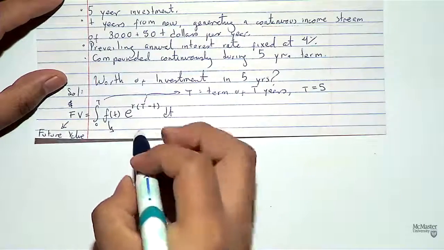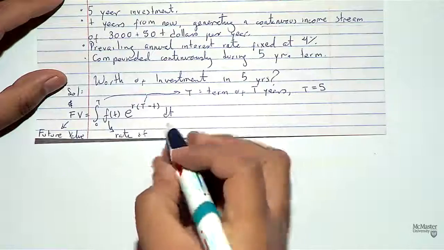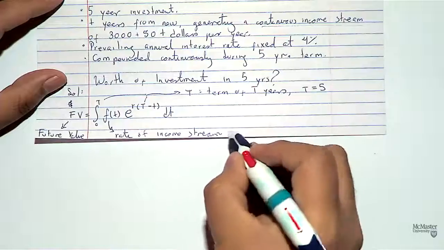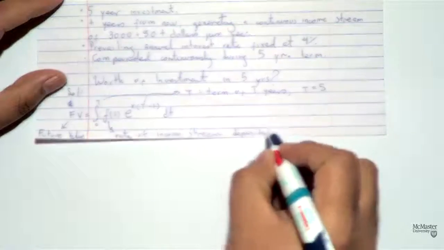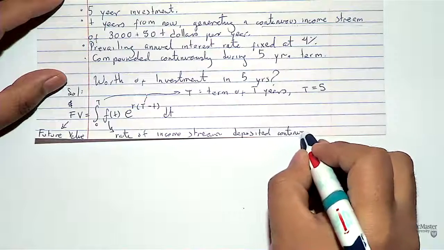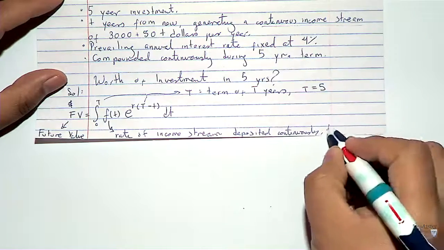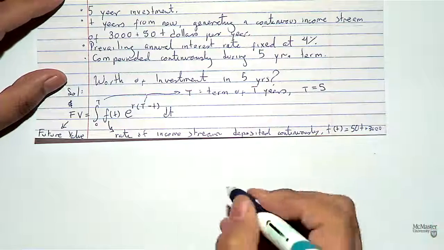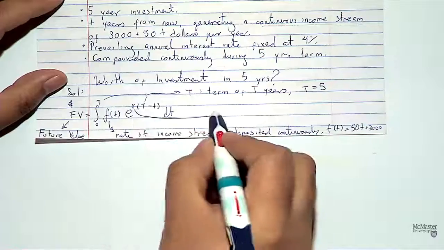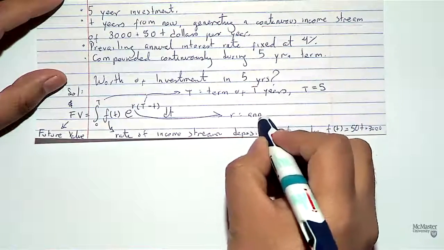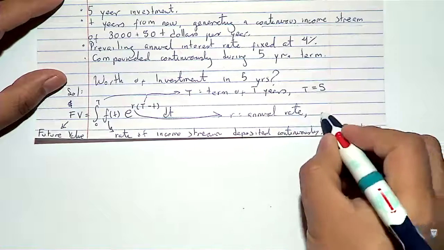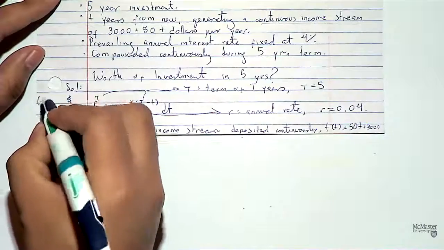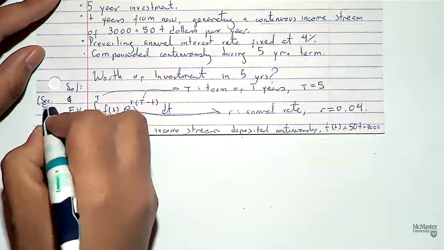f of t is what is called the rate of the income stream deposited continuously, which is basically the function that you were given. So f of t is 50t plus 3000. And then you have a rate. So r is the annual rate, which is 0.04 since it was 4%. If you want to recall, this is in section 5.5.